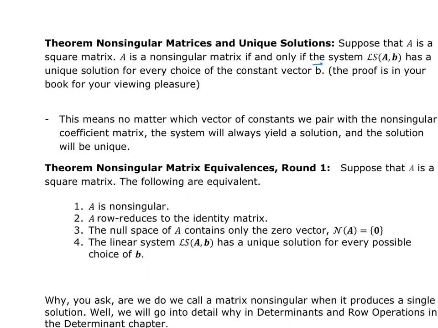So then this brings us to our first round of non-singular matrix equivalences. Suppose the matrix A is a square matrix, and then these four things are equivalent. It is non-singular, which means it's going to row reduce to the identity matrix, which means the null space will be the zero vector, which means that if A represents the coefficient matrix, regardless of what my b vector is, whether it is zeros or not, it doesn't have to be homogeneous anymore, it will produce a unique solution for any choice that we choose for the b vector.